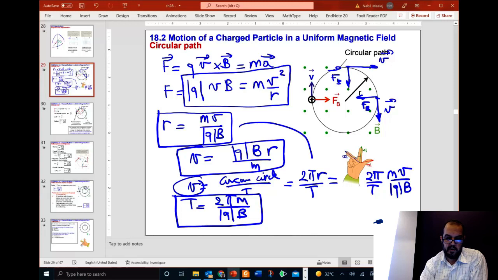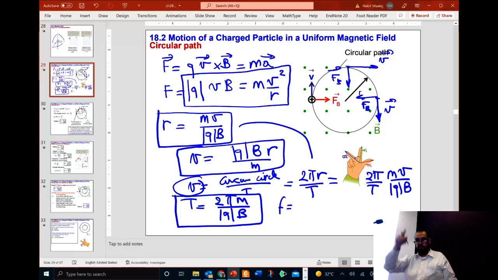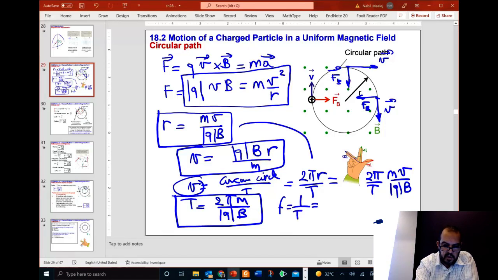It only depends on the mass of the charge divided by its charge and the magnetic field strength. I can write the frequency f. Remember, f is the number of revolutions per second. It's 1 over T. So this is going to be equal to qB over 2 pi m. That's another equation.